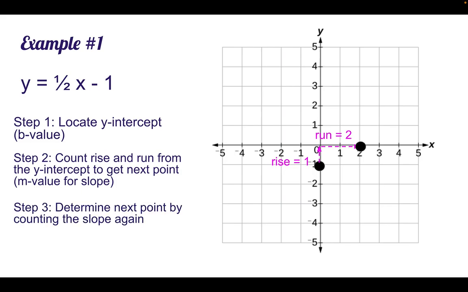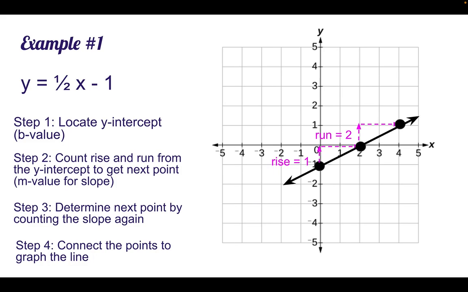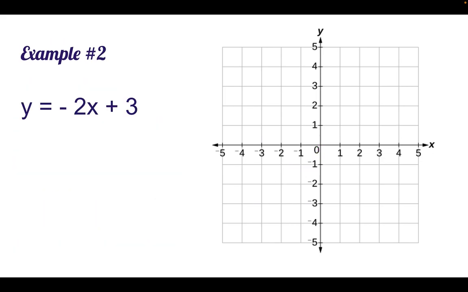Now the third step is to determine the next point by counting the slope again. So we go up another 1, so rise 1, and we run another 2 and plot our second point. Now we connect the points to graph the line. And there you go, we have our line. Let's go into a second example.